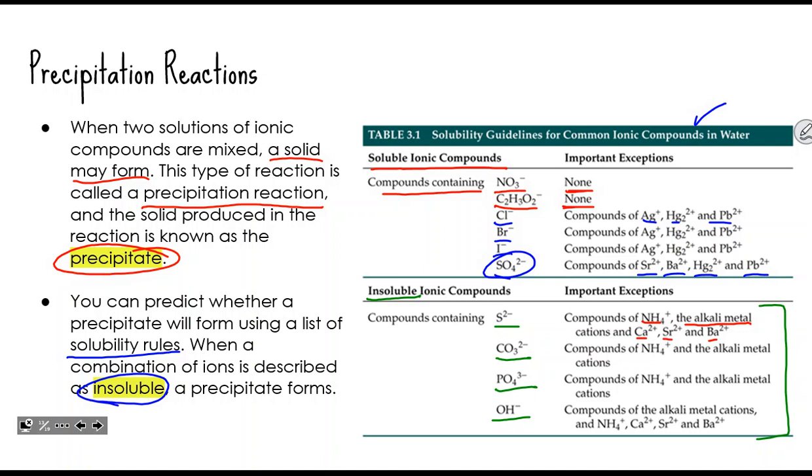Carbonates and phosphates are the same. It's just ammonium and alkali metals that make them soluble. Everything else that's with a carbonate or phosphate is going to automatically be insoluble and a powder. The hydroxides are soluble only with ammonia, alkali metals, calcium, strontium, barium. All other cations with hydroxides are automatically going to be insoluble.